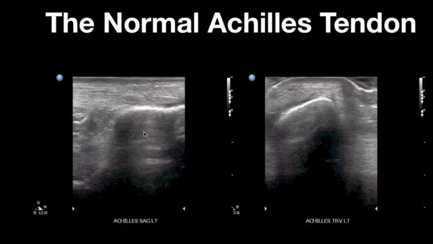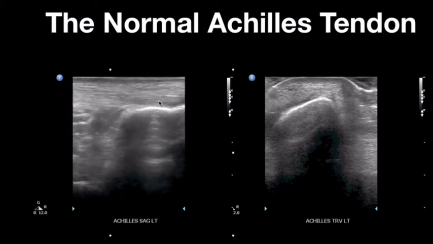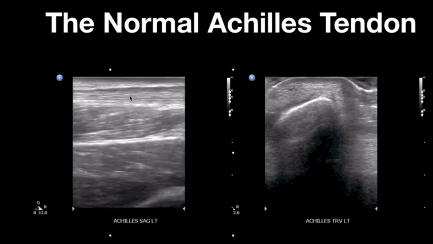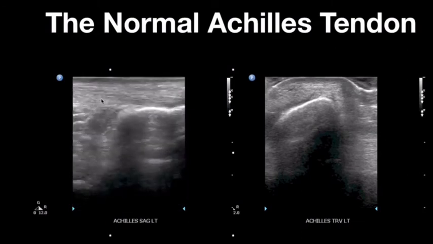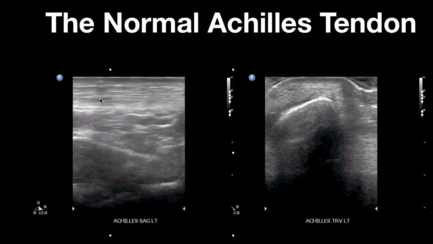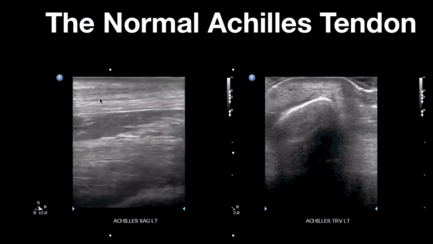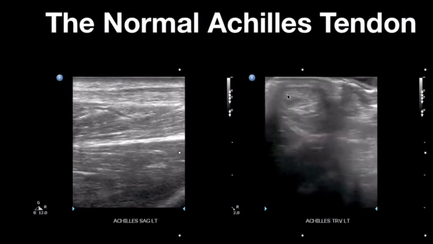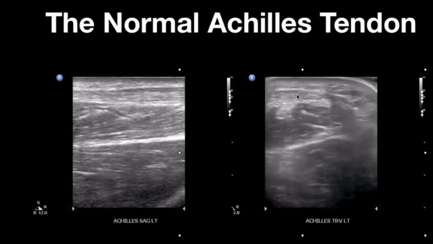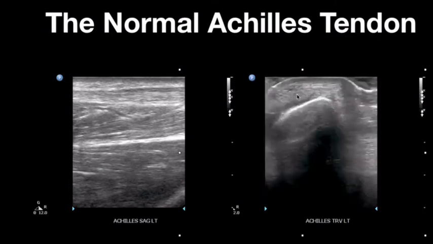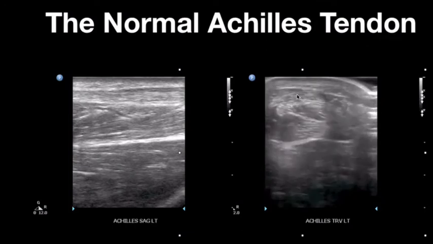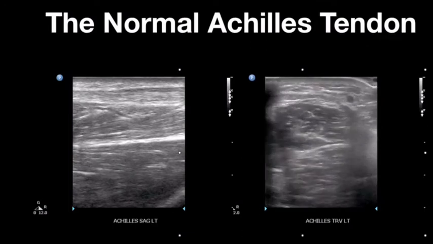So let's look here one more time at a normal Achilles tendon. Here we've got sagittal, here we've got transverse. So here we're moving in a proximal direction, and you can see that nice echogenic fibrillar texture as we move up into the calf muscle here. And this is what you want to see in a normal patient. Transverse, as we scan, you can see the nice echo texture here. It's a little more difficult to appreciate in the transverse plane. That's why we're going to be emphasizing the sagittal plane. But again, both views should be performed when evaluating the Achilles tendon.